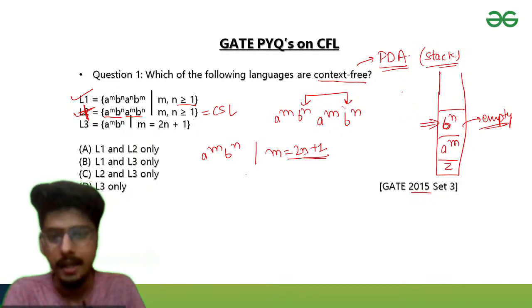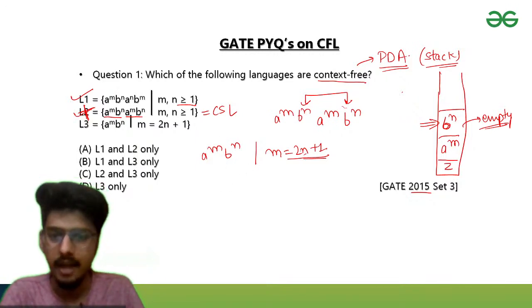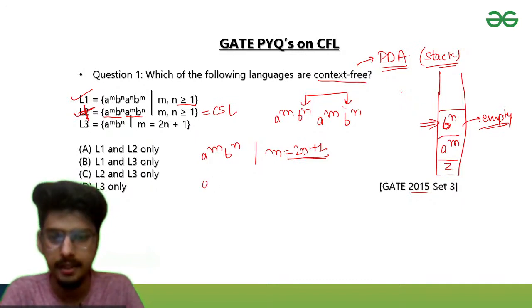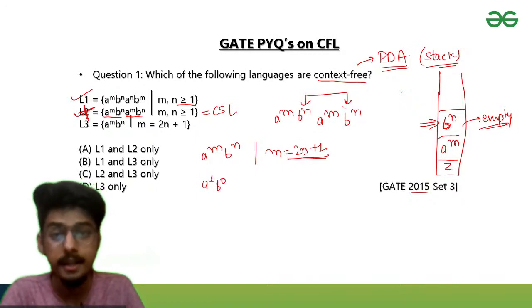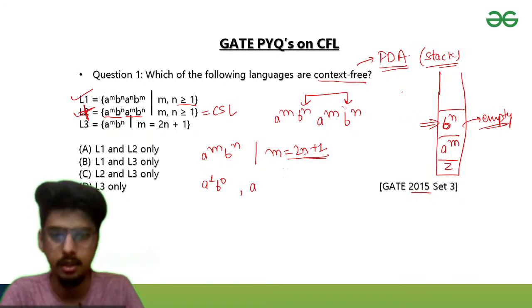Because I know how the power is going to change. Let's suppose I have n equals 0. In that case I will have a^0, oh sorry, not 0. If I put n = 0, then m will be 1, so a^1 b^0, right? And then when n is 1, m will be equal to 3, so a^3 b^1.